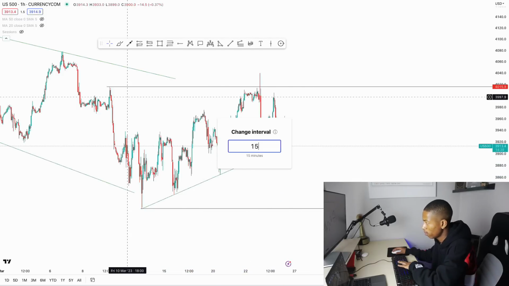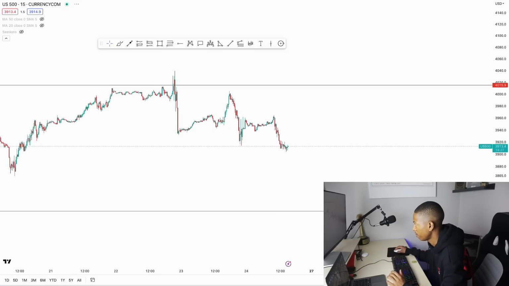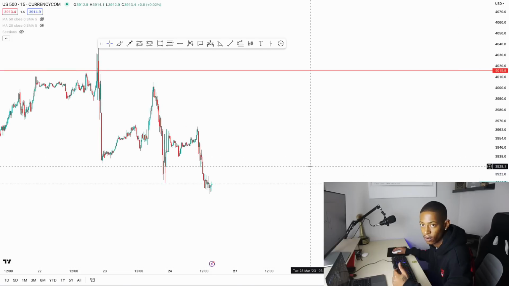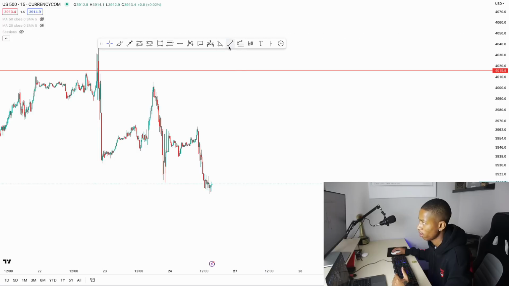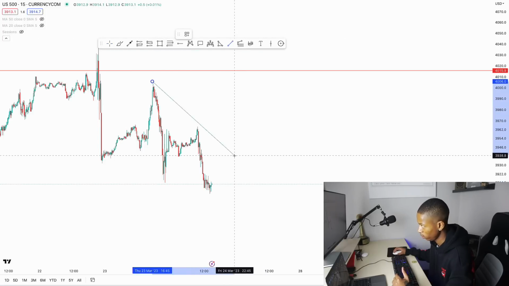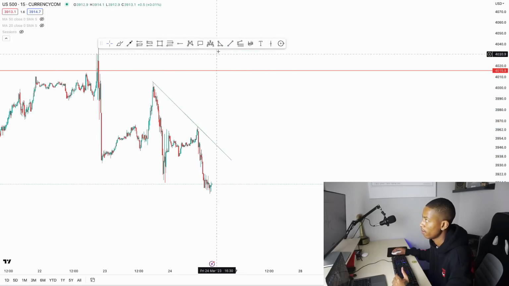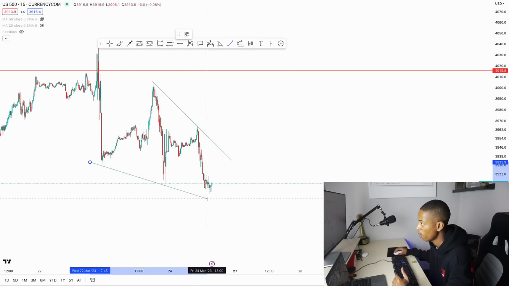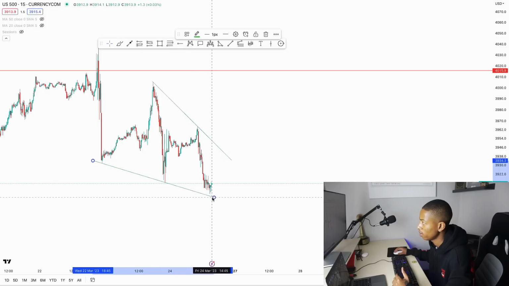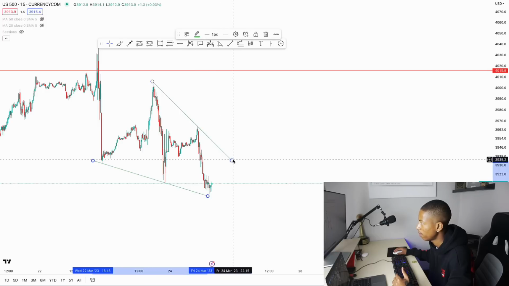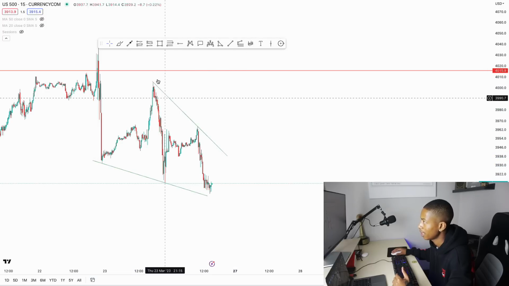So I'll come to the 15-minute time frame. On the 15-minute time frame, we start looking for patterns. Patterns help us spot what the market is actually trying to push within the next few hours, the next few days and so on. What I'm getting here is this beautiful pattern that's printed more like this.